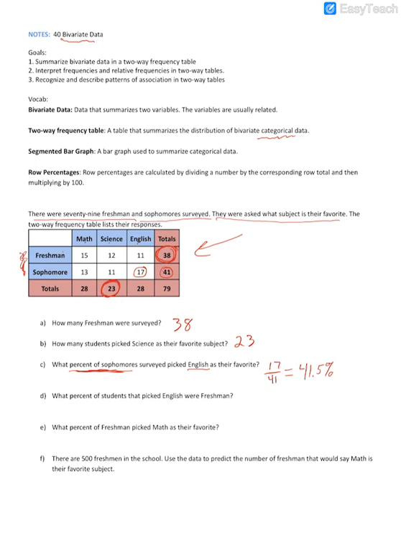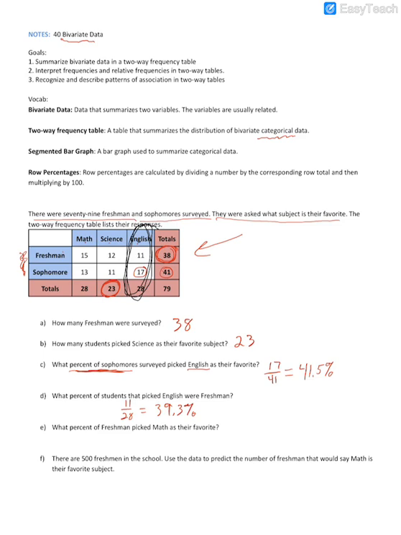What percent of students that picked English were freshmen? Okay, so now that we're talking about students that picked English, we're talking about this column right here, right? We're talking about this whole group. So what percent of the students that picked English were freshmen? That's going to be 11 students who were freshmen that picked English out of 28. So again, we have to take that fraction, turn it into a percentage, and we're going to call that 39.3%.